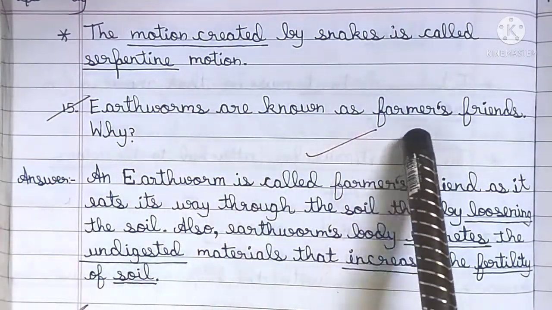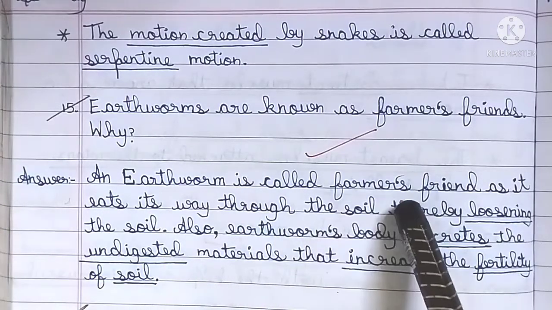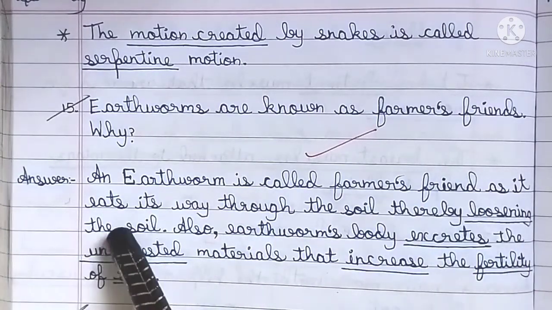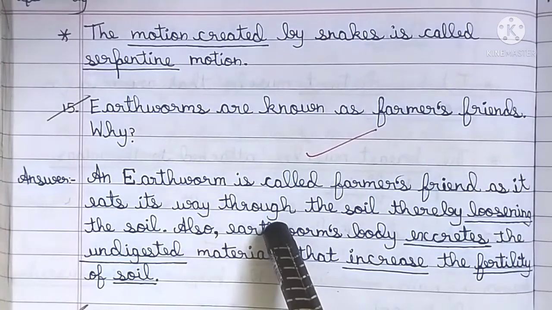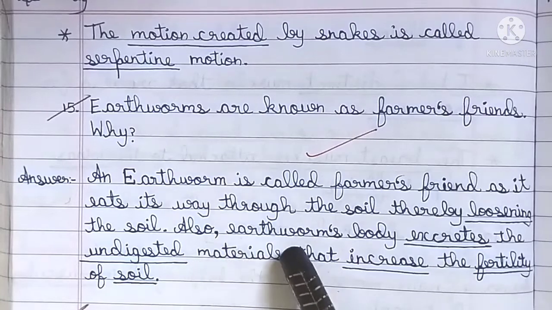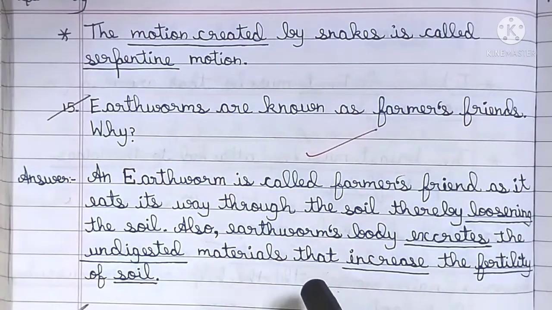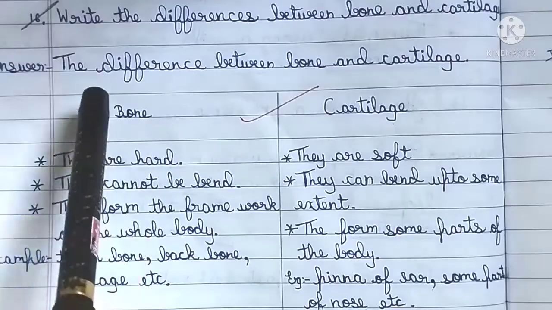Earthworms are known as farmers' friends. Why? Answer. An earthworm is called a farmer's friend as it eats its way through the soil, thereby loosening the soil. Also, the earthworm's body excretes undigested materials that increase the fertility of soil.